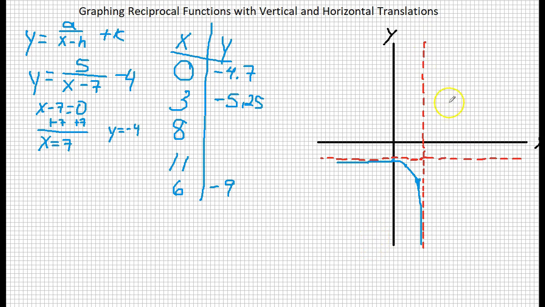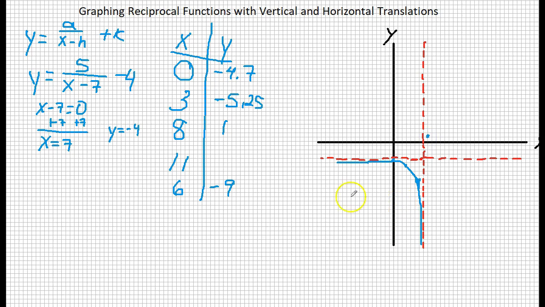All right, let's get some on the other side here. Let's try our 8. If I plug in 8, 8 minus 7 is 1. 5 divided by 1 is 5. 5 minus 4 gives you 1. So at 8, I am up at 1, right here.